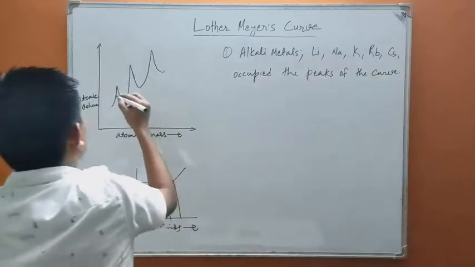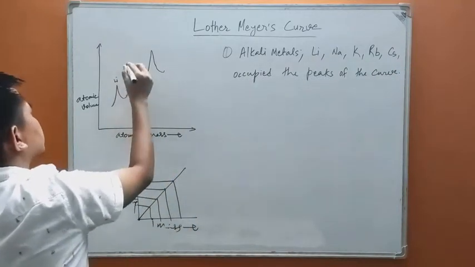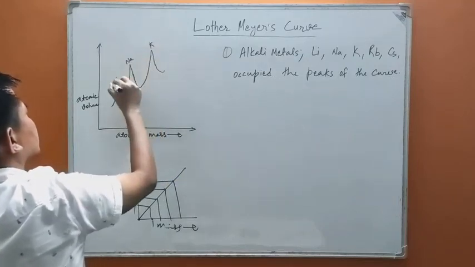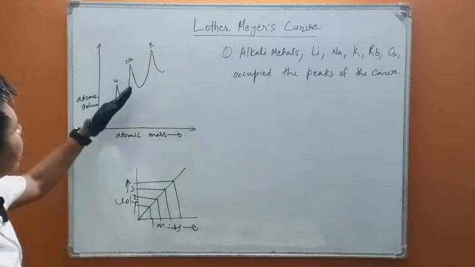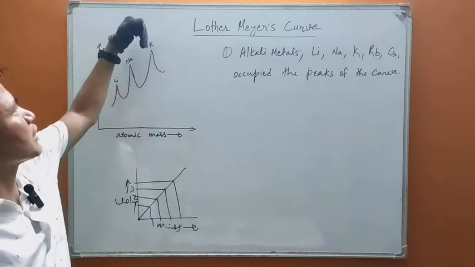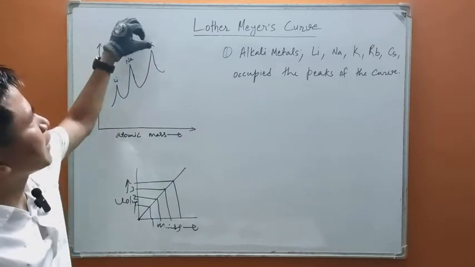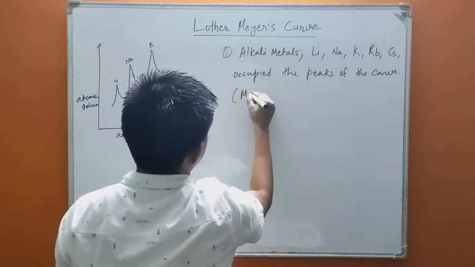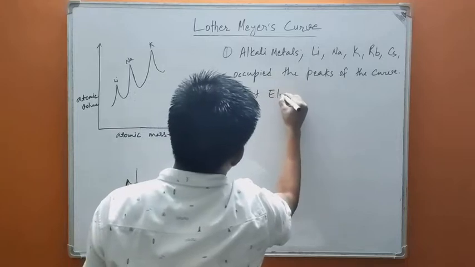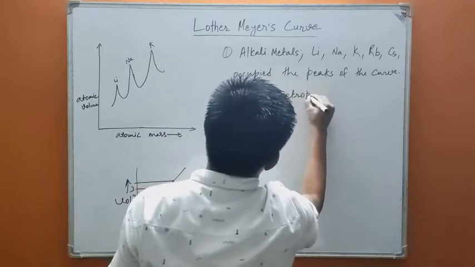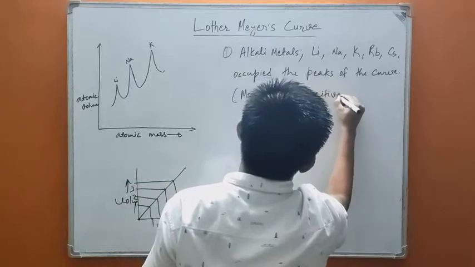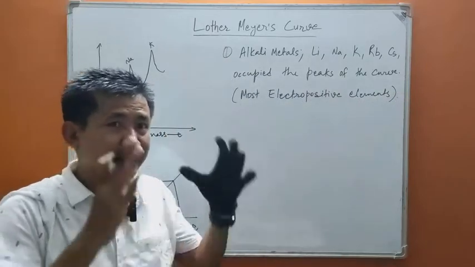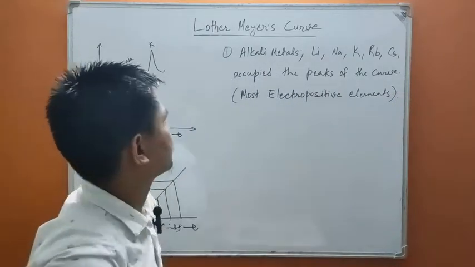Okay, alkali metals like lithium, sodium, potassium occupied the peaks of the curve, periodically, isn't it? Lithium, and then again comes sodium, and then again comes potassium. The peaks of the curve are occupied by the alkali metals, and alkali metals are the most electropositive elements. Alkali metals are called the most electropositive elements because they have the greatest tendency to lose electrons, okay?